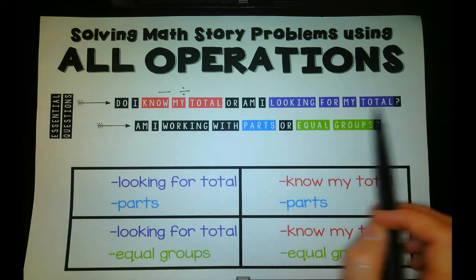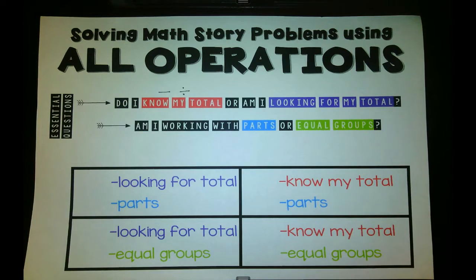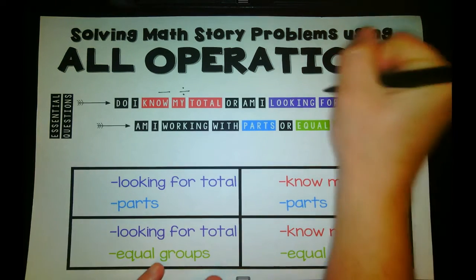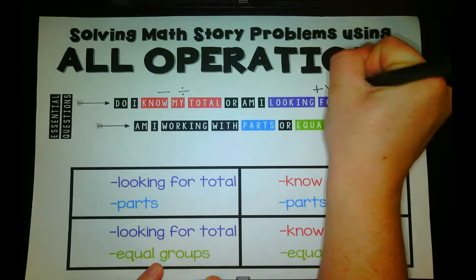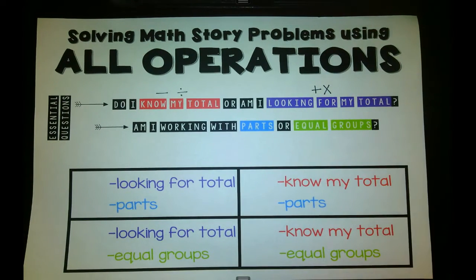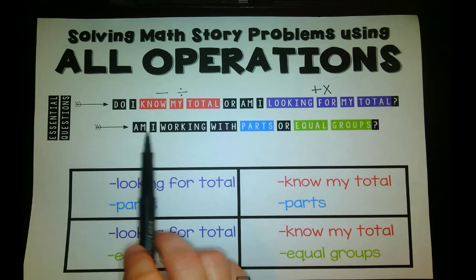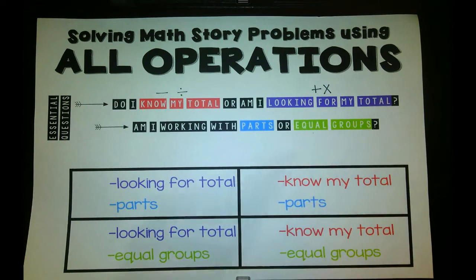When we're looking for our total, what two operations might we use? If you said addition or multiplication, you are correct. When we're looking for our total, we're either adding parts together or multiplying equal groups to see how many total pieces we have. Our second question is, am I working with parts or equal groups?